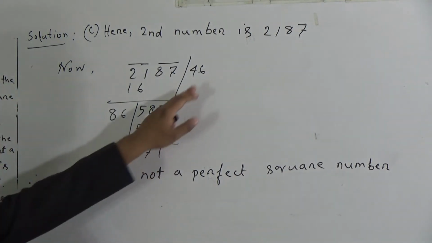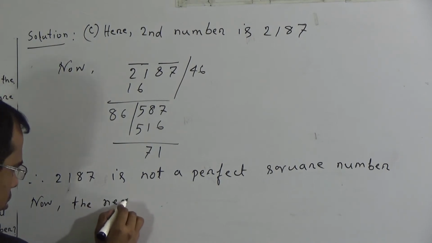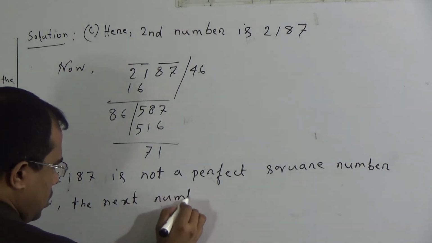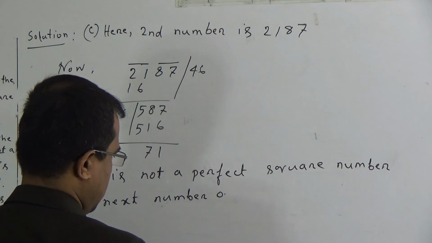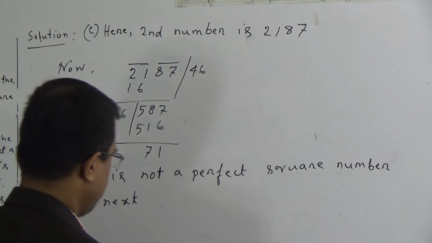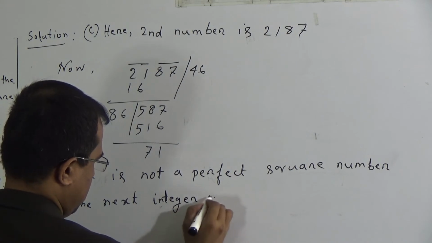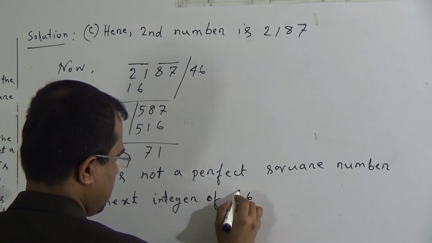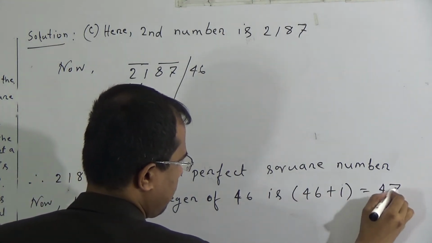Now the next number after 46 we will find, it will be 47. The next integer number of 46 is 46 plus 1, which is equal to 47.